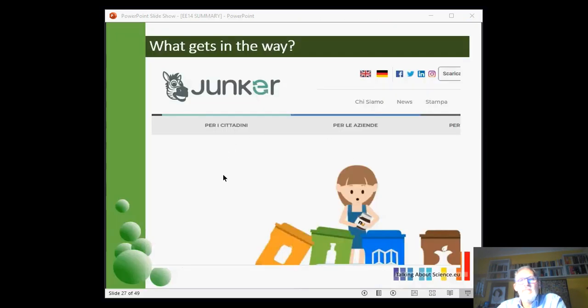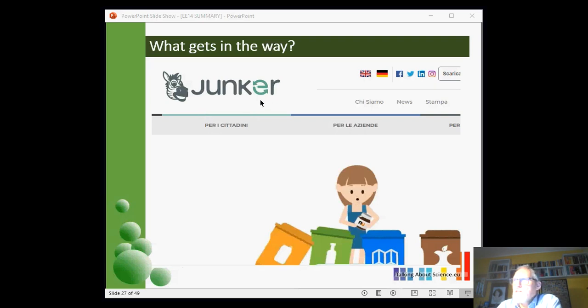Okay, what gets in the way of us recycling? Well, you may be confused by what you find when you look at the container. You've taken the value from it, the food it contained or whatever, and now you're left with the container. You think, well, what do I do with this? And it's not clear. For those of you who don't know it, Junker is a useful app.